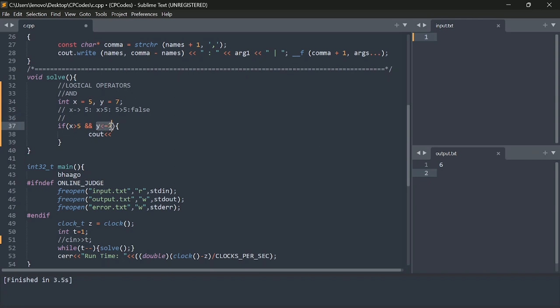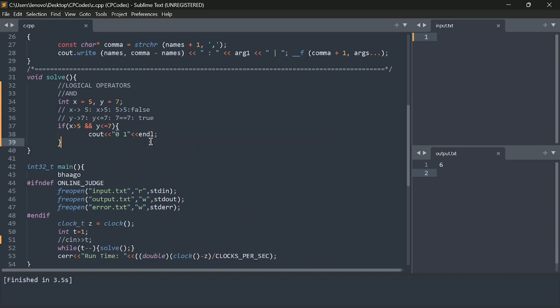The next condition is y is less than or equal to 7. So what does that mean? The value of y is 7, and our condition is that y should be less than or equal to 7. We know that 7 is equal to 7, so our second condition is actually true. So in this case, our first condition is false and the second condition is true.